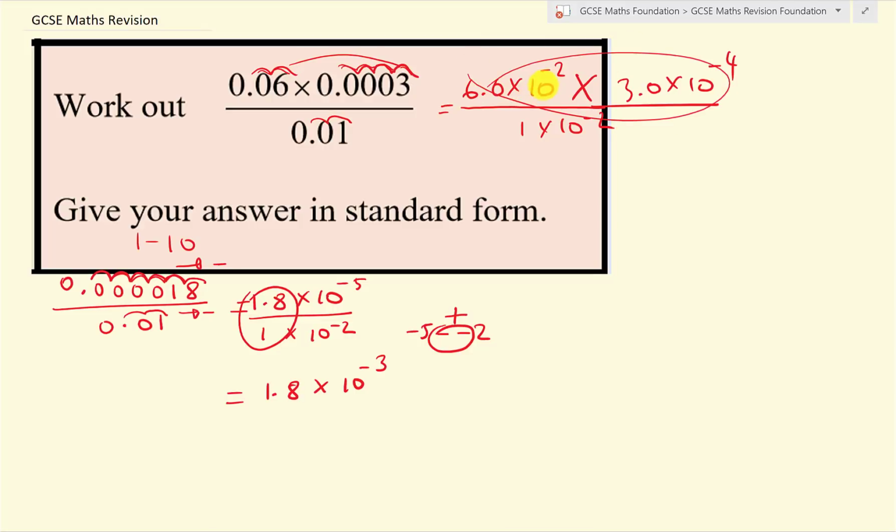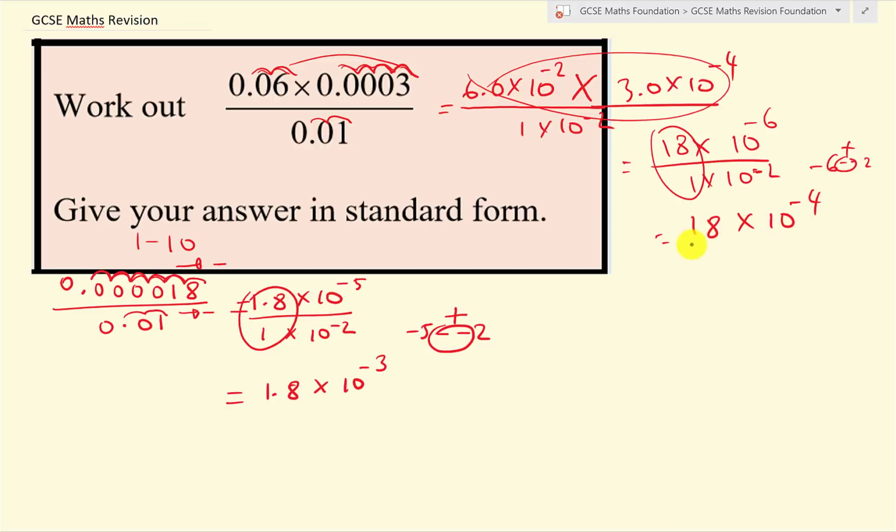Do the top bit first. So 6 times 3 is 18, times 10 to the power minus 2. Adding 10 to the power minus 4, which gives us 10 to the power minus 6. And then we have 1 times 10 to the power minus 2. Now 18 divided by 1 is 18, times 10 to the power of minus 6 take away minus 2. That gives us minus 6, take away 2, because of plus 2. That gives us minus 4.